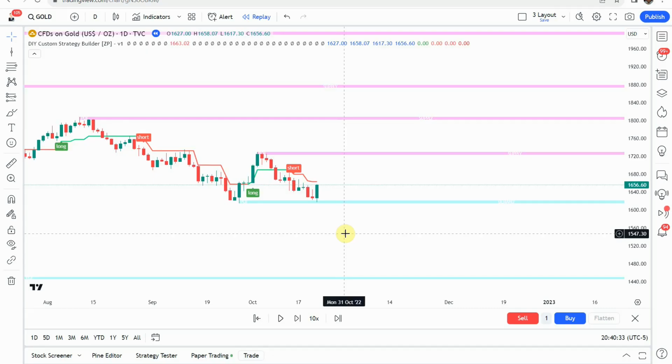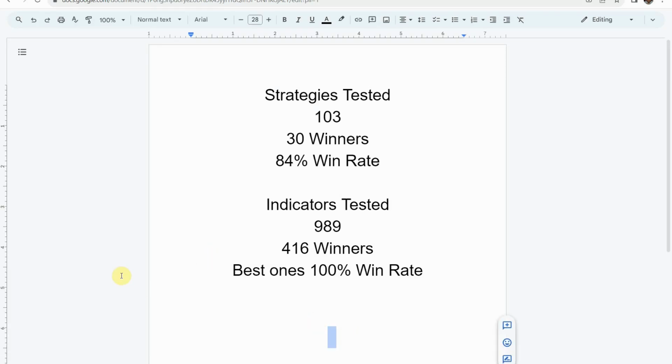Alright, as I said, today we will be testing the DIY Custom Strategy Builder. Before we do though, I wanted to put the testing scoreboard up for everyone to see. So to date, we have tested a total of 103 different strategies, with 30 of them being winners. The best one so far was able to achieve an 84% win rate. That is the Academy of Forex indicator with the Z-score probability strategy.